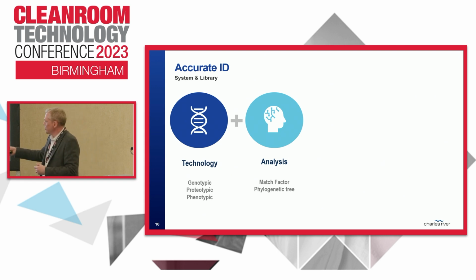And when you look at the match factor, there's a trade-off between getting high rates of ID, so IDs for every sample you put on it, versus the accuracy. If you increase the accuracy, you get more and more no IDs. So you have to have that balance of the analysis to generate the match factor that has to be correct.